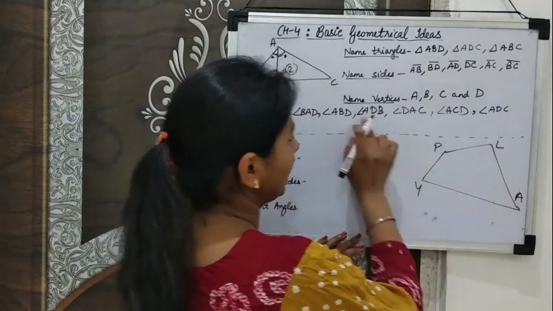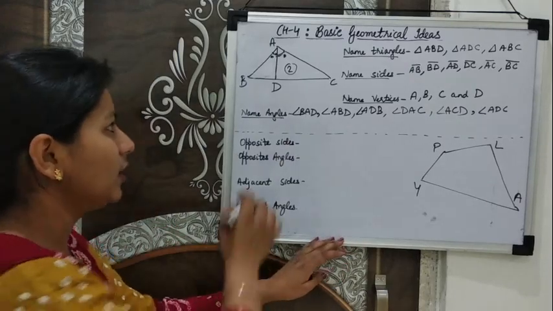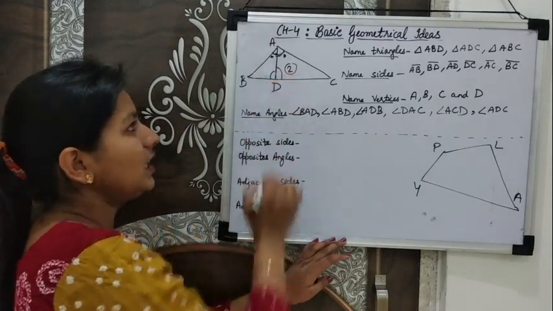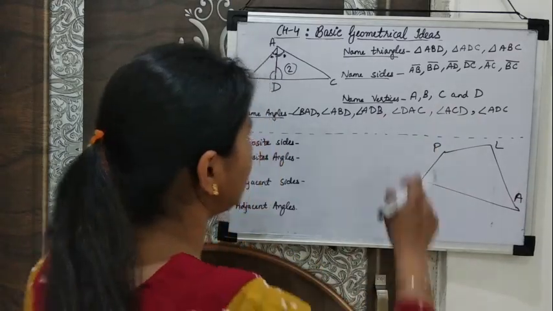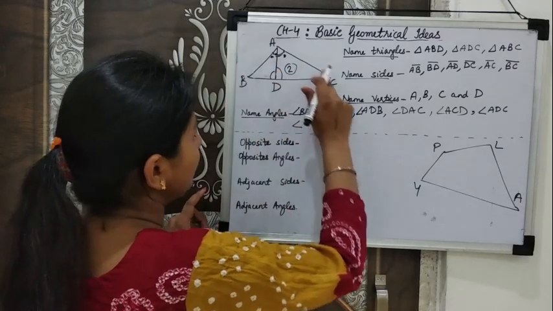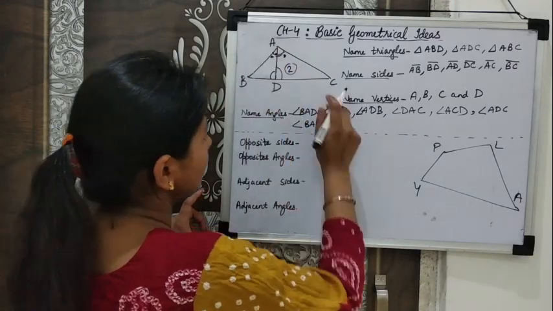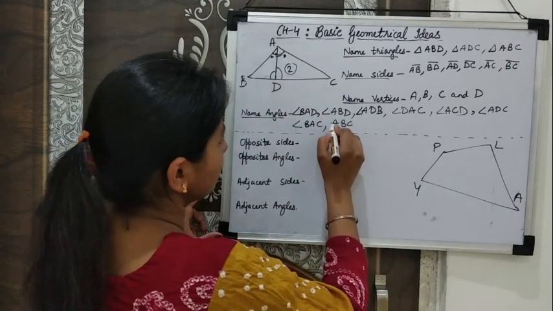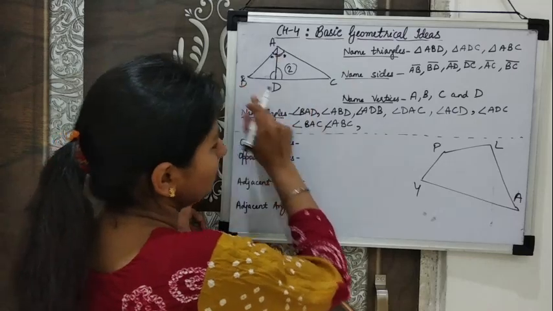See, D comes twice, but once it is angle ADB and once it is angle ADC. So this angle is different and this angle is different. Okay. 6 angles we have written for 2 triangles. Now we have to look at the bigger triangle. For the bigger triangle this will be BAC, then ABC, then angle ACB.